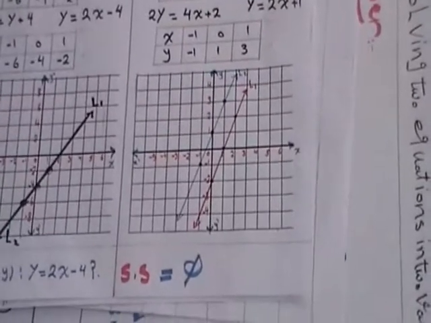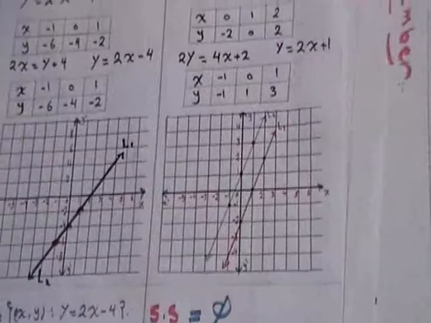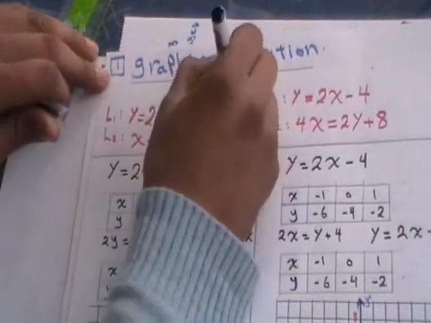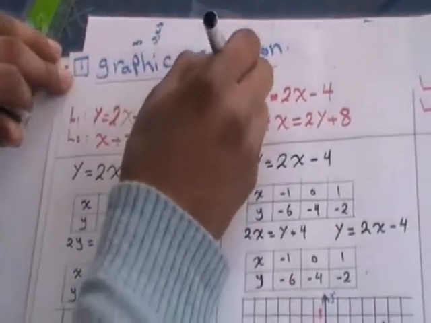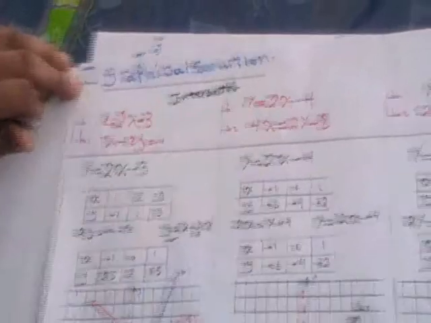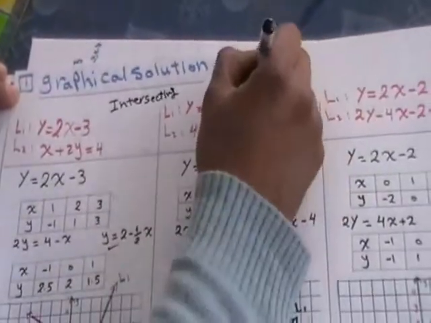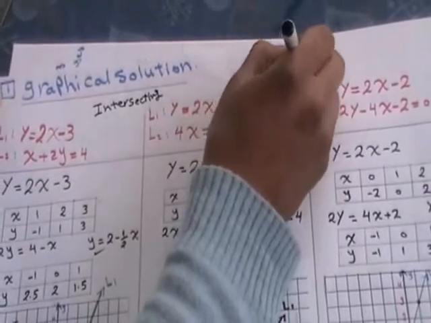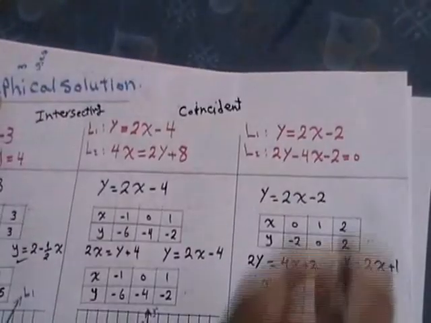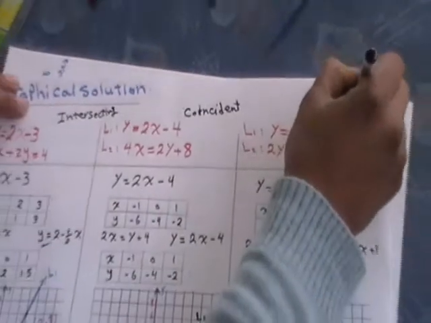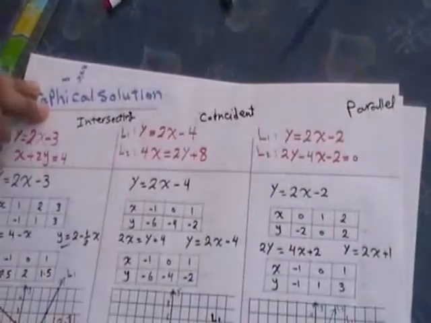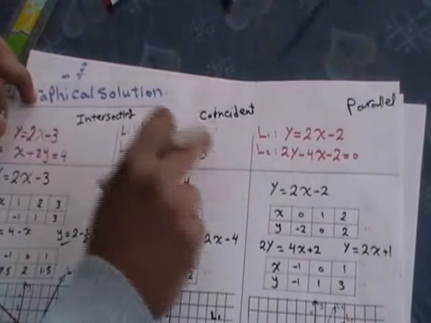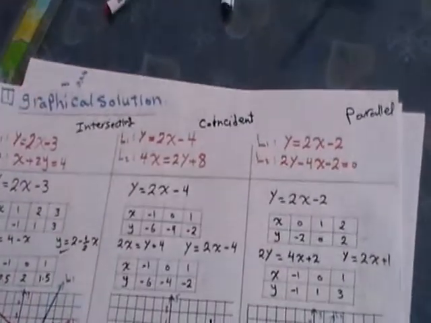In these three examples, you will have three types of lines. Number one, the intersecting lines. In the second example, you have coincident straight lines. After that, parallel straight lines. So I have intersecting, coincident, and parallel straight lines.